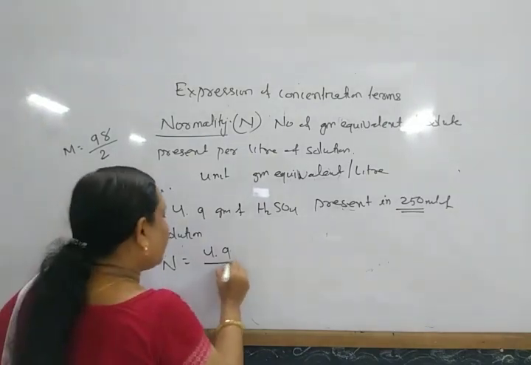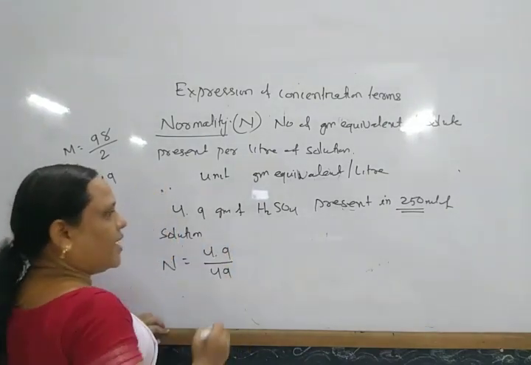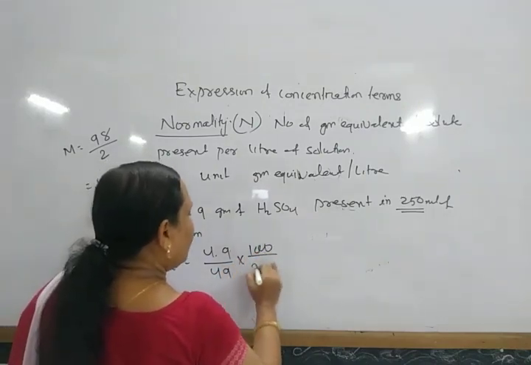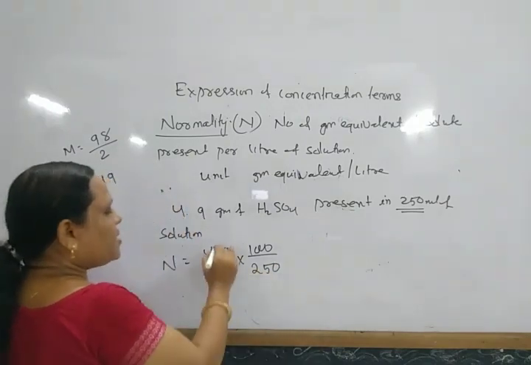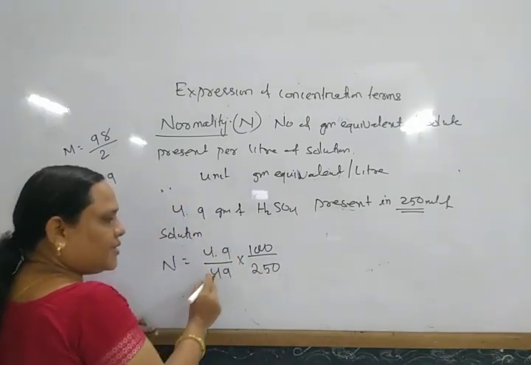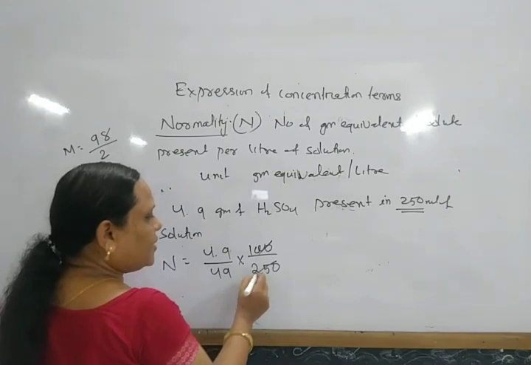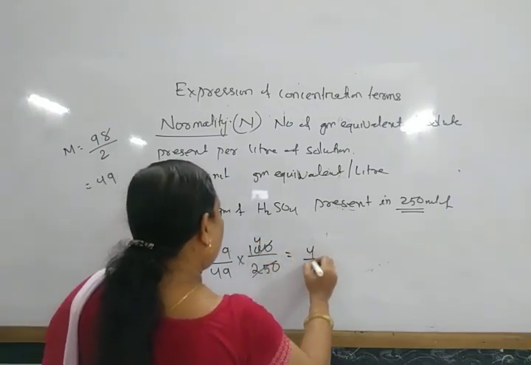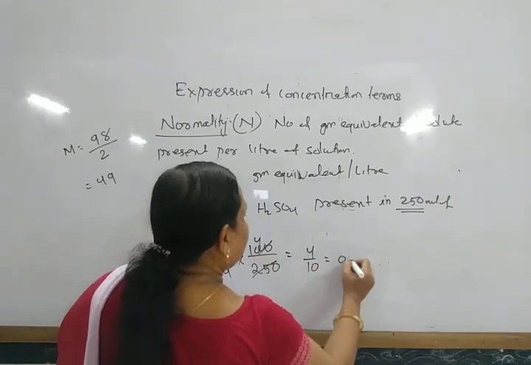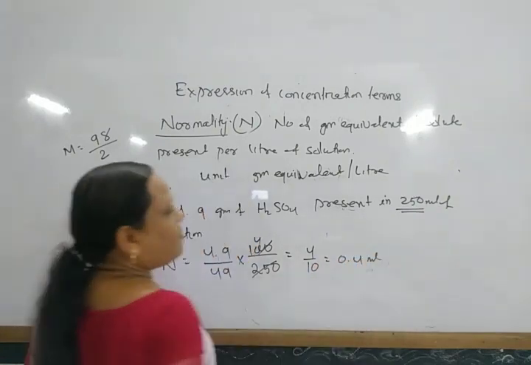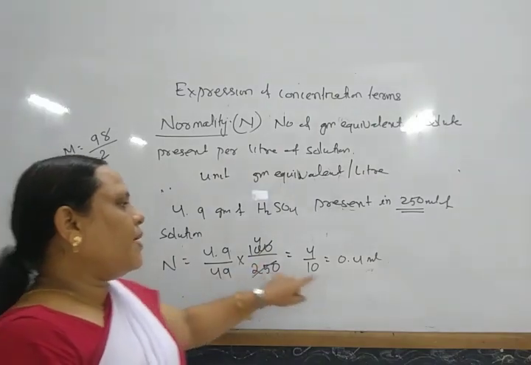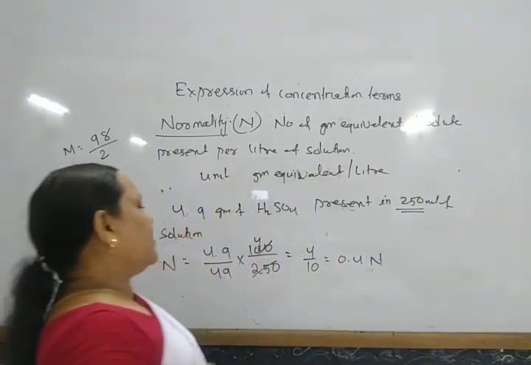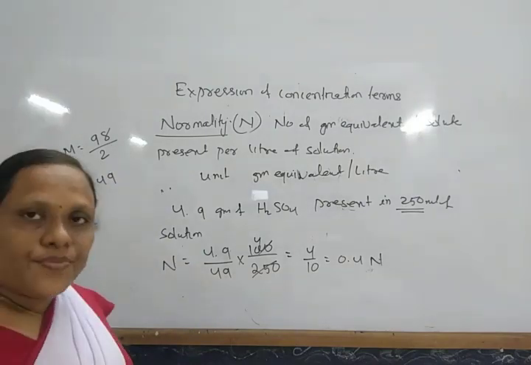So 4.9 by 49 into 1000 by 250. So 4.9 by 49 is equal to 1 by 10, and 1000 by 250 is 4, that is 4 by 10, that is 0.4. Okay, 4 by 10, so 0.4 normal. So its normality is 0.4.